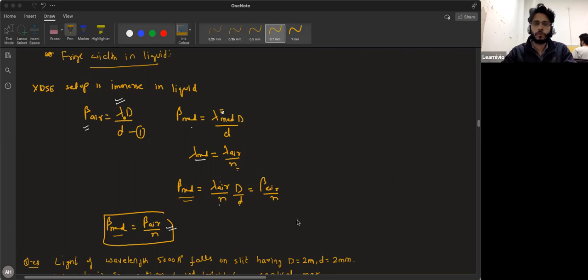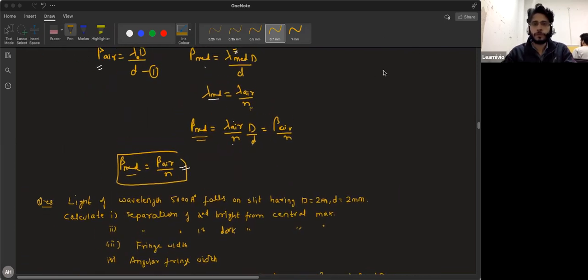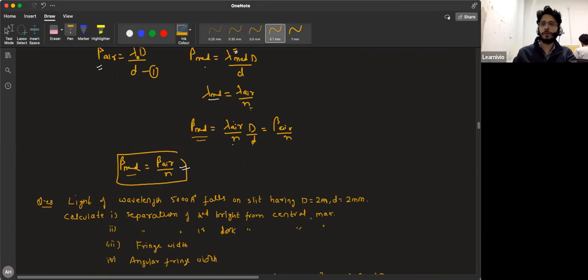Yes, sir. Okay, so that is the first question. See, light of wavelength 5000 angstroms falls on a slit having capital D equal to 2 meter, small d equal to 2 mm. Calculate the separation of the second bright fringe from the central maxima, the first dark fringe, the fringe width, and the angular fringe width. Note down the question first.